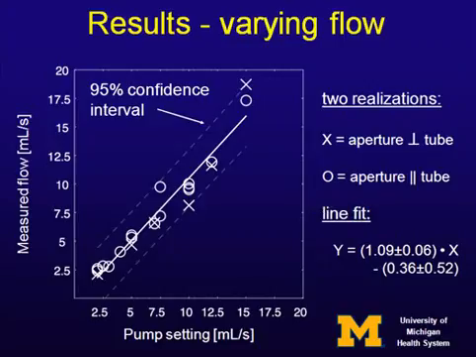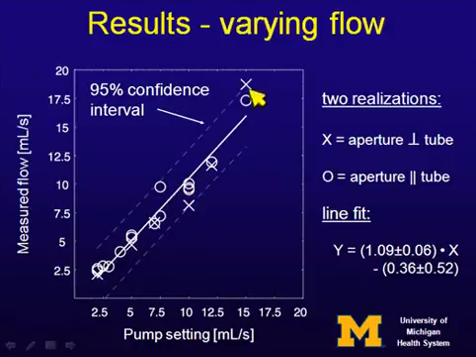Okay, well, what kind of consistency can you get? Here's a flow tube where we ran the pump at up to 20 milliliters a second. That's 1,200 milliliters a minute, quite respectable. The zeros correspond to the transducer being parallel to the tube. The X's correspond to the transducer or the aperture being perpendicular to the tube. Remember, it doesn't matter at all. And you can see these estimates are really good.